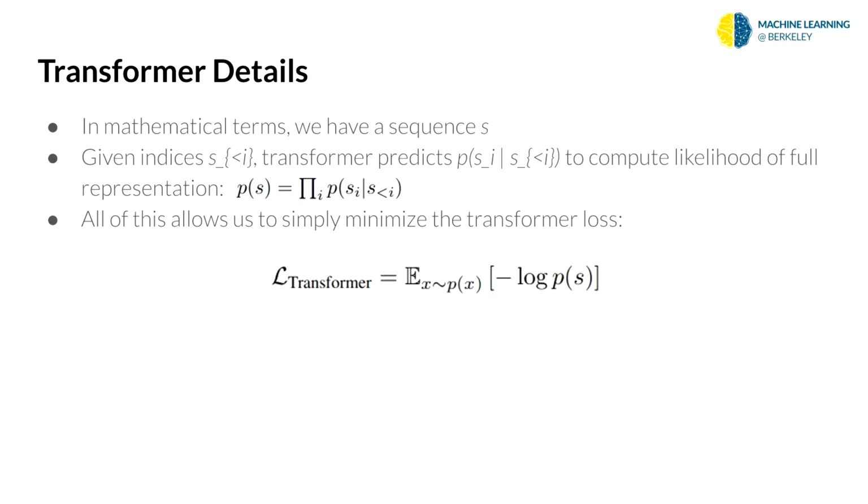This allows us to compute the likelihood of our full representation, which is given by the P of S. That P of S can be used in the loss of the transformer in order to minimize the transformer loss. And this is what's used to train the transformer, basically. So that's the second stage of our training.